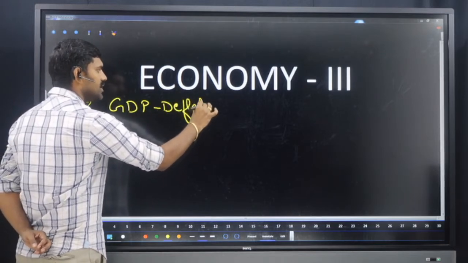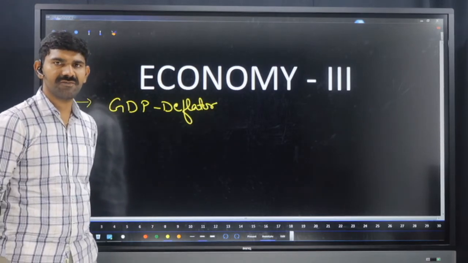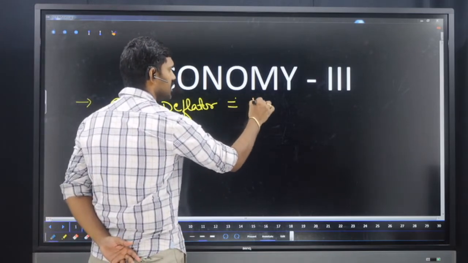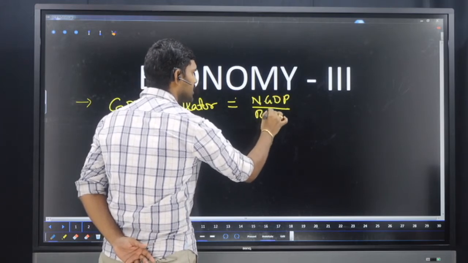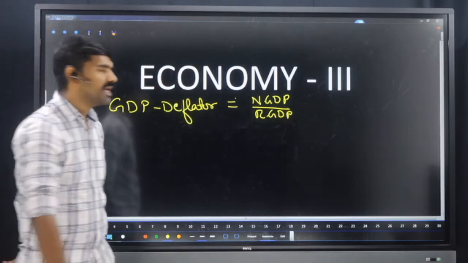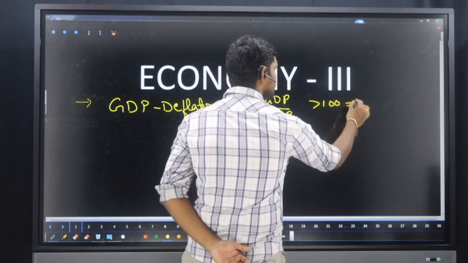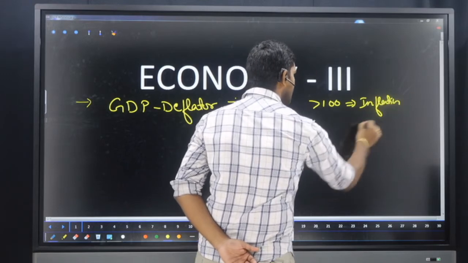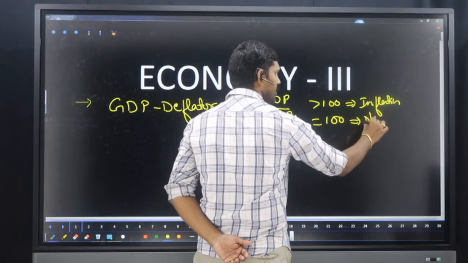I already told you that the GDP deflator is one indicator of inflation, which is nominal GDP by real GDP. How do you determine whether there is inflation or not with respect to this GDP deflator? If the value of the GDP deflator is greater than 100, it implies inflation. If the value is equal to 100, it implies no inflation in the economy.